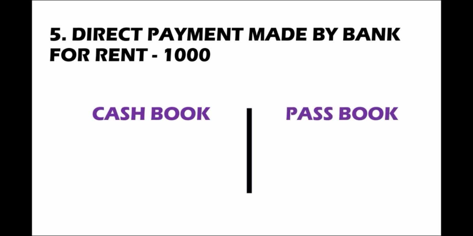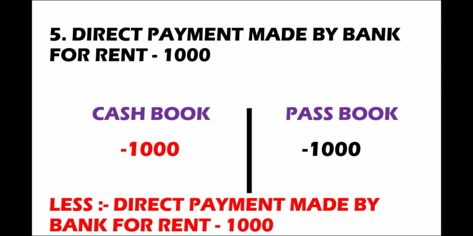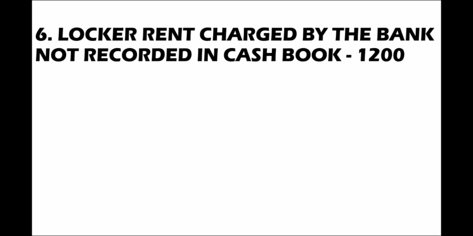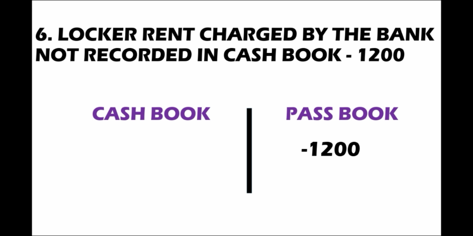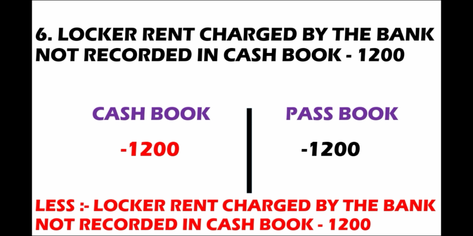Next, direct payment made by bank for rent, 1,000. That is, in our passbook the payment has been done, so minus 1,000. To make it equal, I am putting minus 1,000 in the cash book also. So less: direct payment made by bank for rent, 1,000. Locker rent charged by the bank not recorded in cash book, 1,200. That means in our passbook locker rent is charged, which is an expense, so minus 1,200. To make it equal, in our cash book minus 1,200. So the answer is less: locker rent charged by the bank not recorded in cash book, 1,200.